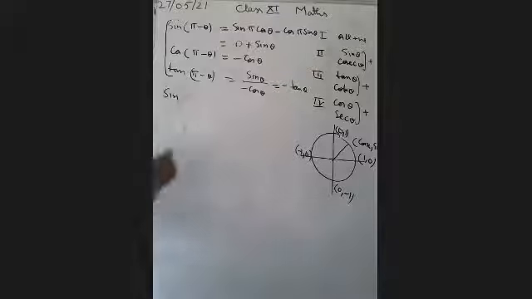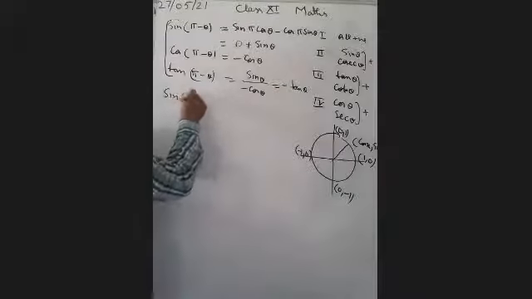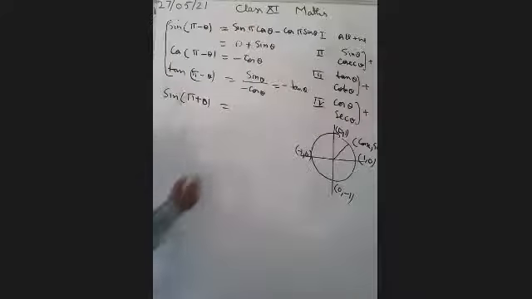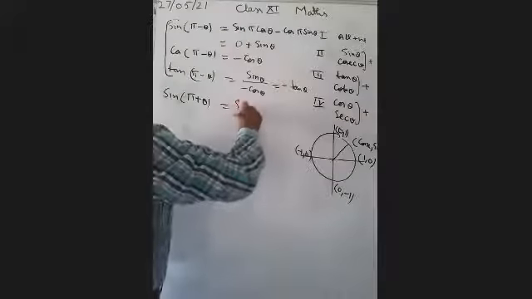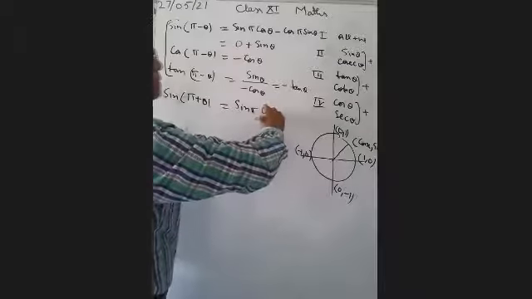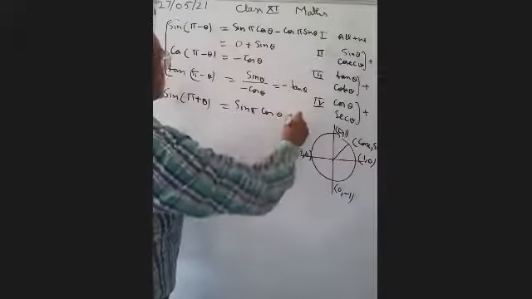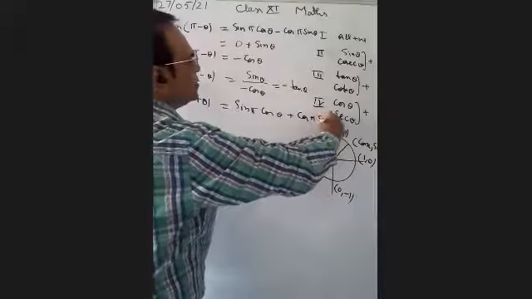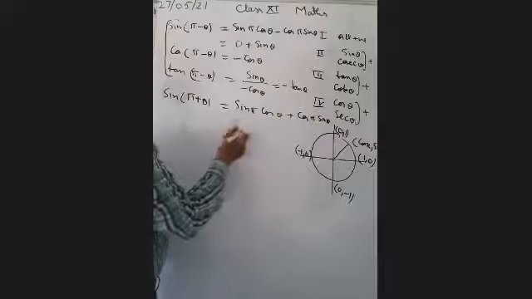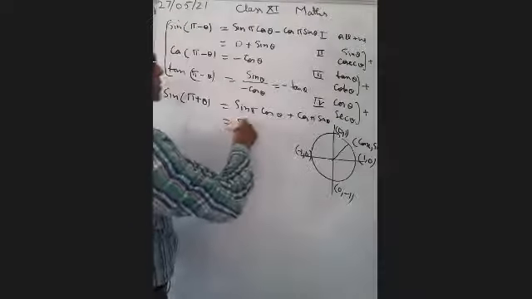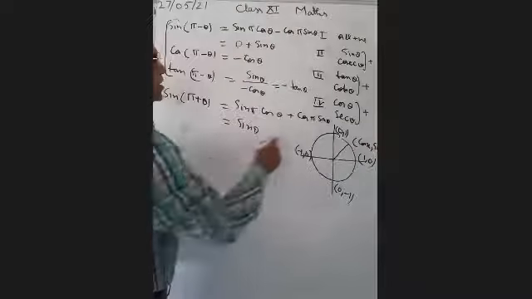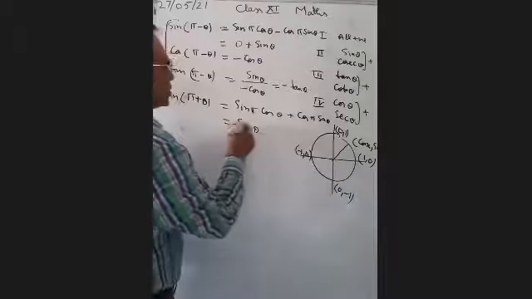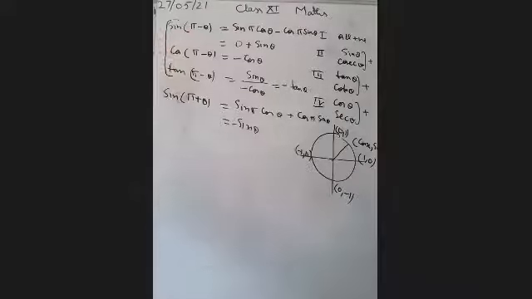Okay? Sin(pi plus theta), if you use the formula of sin(pi plus theta), you can use it in this way: sin pi cos theta plus cos pi sin theta. Sin pi is equal to 0, so the value of this term is 0. The value of cos pi is equal to minus 1, so it is coming minus sin theta.